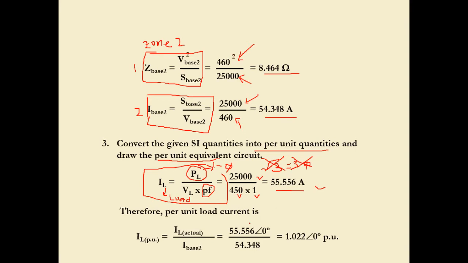So we have seen the actual value of load current here, and then we divide by I base 2. Remember again, you must make sure you pick the right value of I base 2. Don't get confused with I base 1, I base 2, I base 3, etc. You must make sure in which region or zone you are working. In this particular case, IL is referring to zone number 2. So you must pick I base 2, which is 0.348 ampere, giving us this value of ILPU.